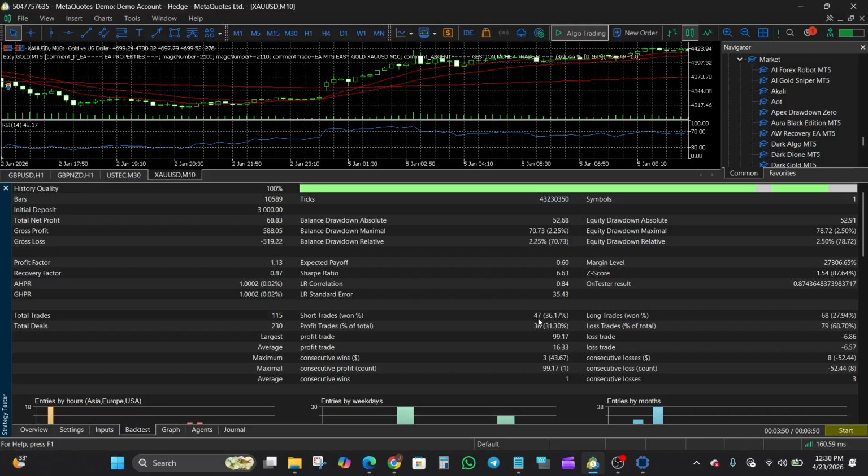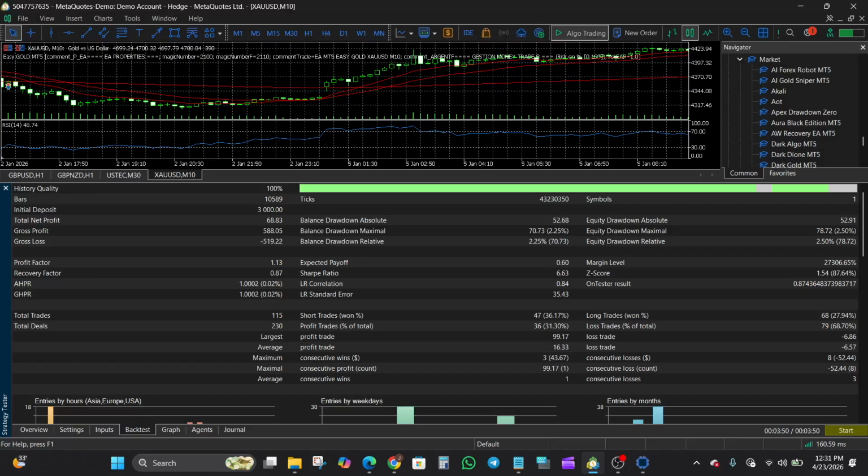What I like here is the structured risk approach. No greed, no martingale, which makes it easier to control drawdown. But at the same time, you have to be comfortable with losing trades because that's part of how this system operates. We can see that there was actually a low win rate, but because of the good risk to reward ratio, the net profit was still positive, right?